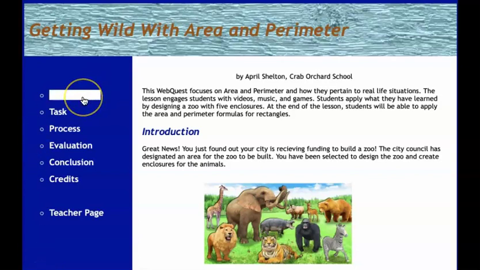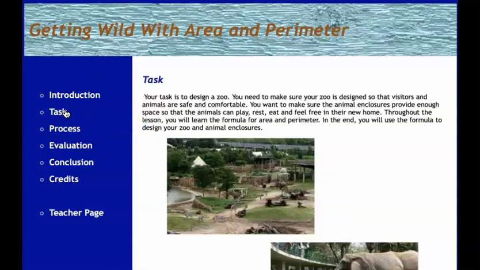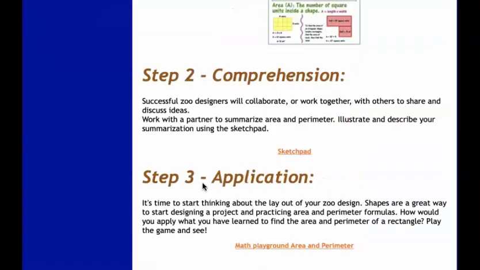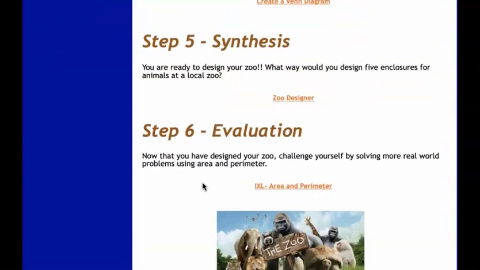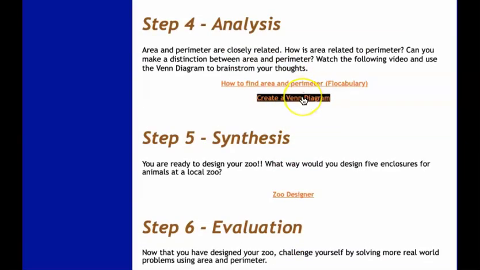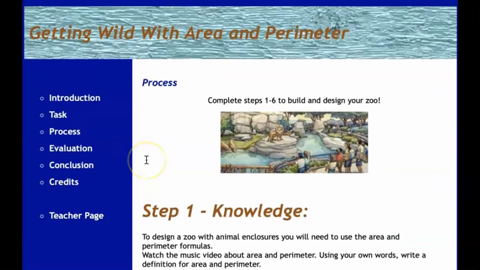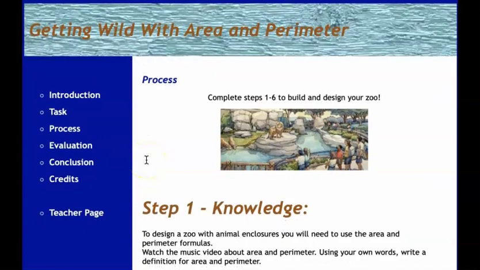So you'll see here, everything you need is already created for this lesson. However, even though everything is created, there may be some additional steps or things you want to add or take away so that it better meets the needs for you and your students. So we have an introduction, and then it goes over the student's task. It goes over the process. So within the process, you have step 1, step 2, step 3, 4, 5, 6. And then you'll notice the different links that will take them to what they need to be successful, all the knowledge that they need or background knowledge.